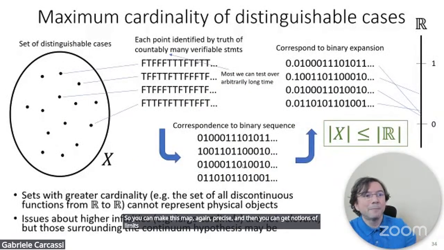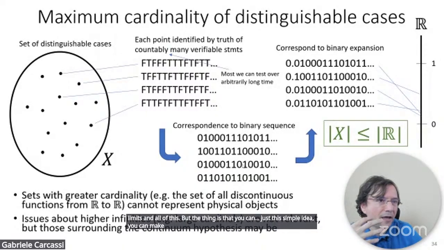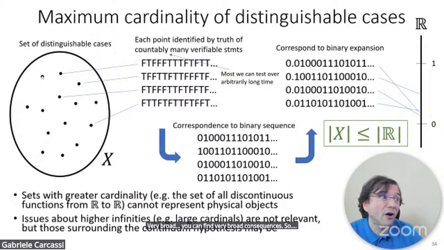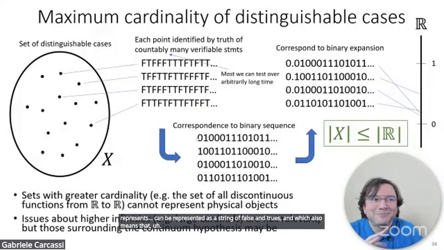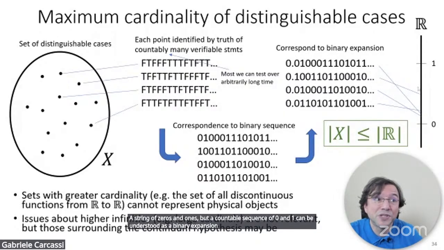So you can make this map precise, and then you can get notions of limits and all of this. But the thing is that with just this simple idea, you can find very broad consequences. So if the set of distinguishable cases E comes from countable limiting tests, then each point can be represented as a string of falses and trues, which also means a string of zeros and ones. But a countable sequence of 0 and 1 can be understood as a binary expansion of a real number between 0 and 1.